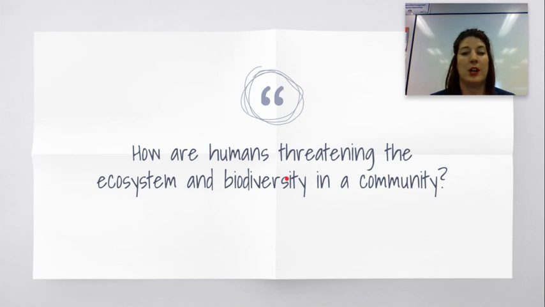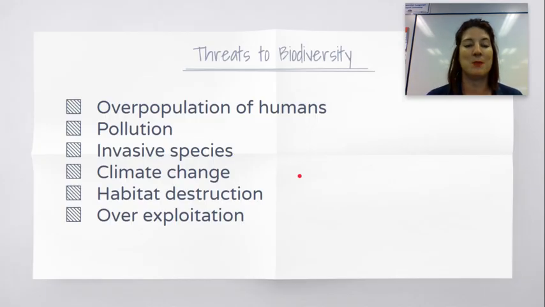The last question we talked about is how humans are threatening these ecosystems, and the biodiversity that already exists on the planet. So we went over 6 main threats to biodiversity. And the first one, overpopulation in humans, is the one that is making everything worse.